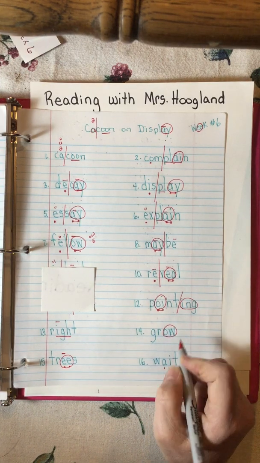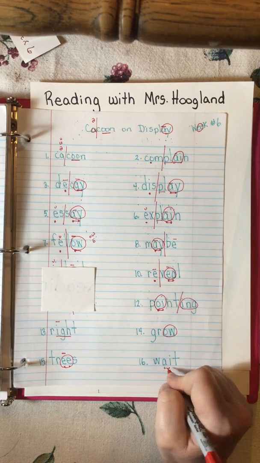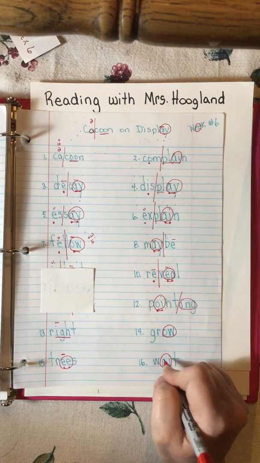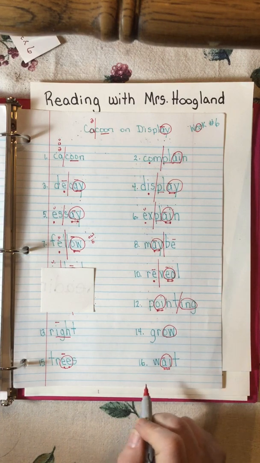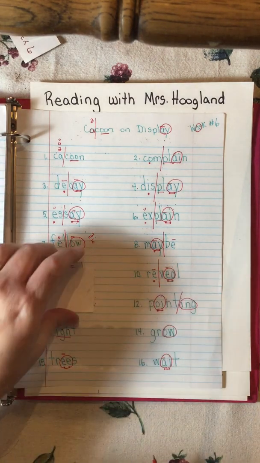And our last word that we have here is we got AI, and we've talked about AI already. AI says A. This word is wait. Wait. I hope you'll wait for me.